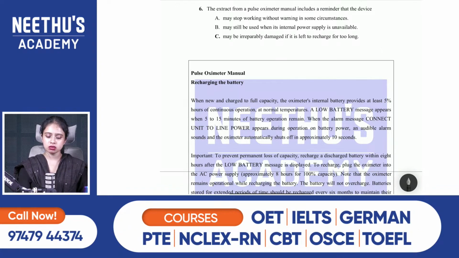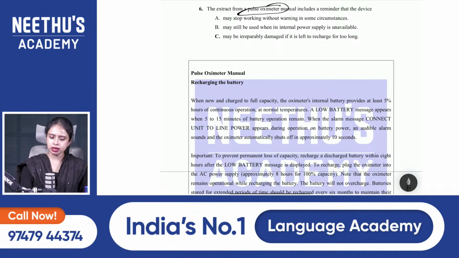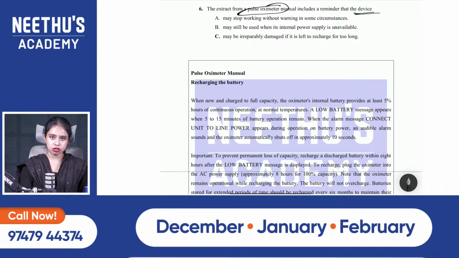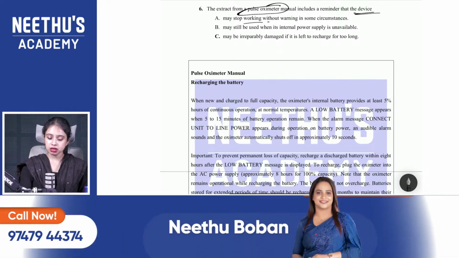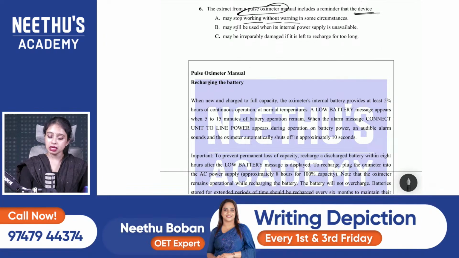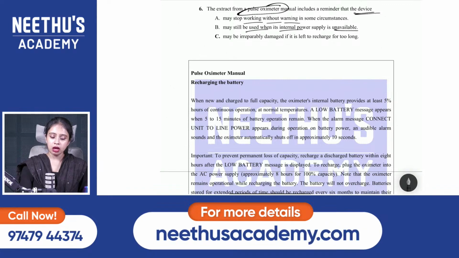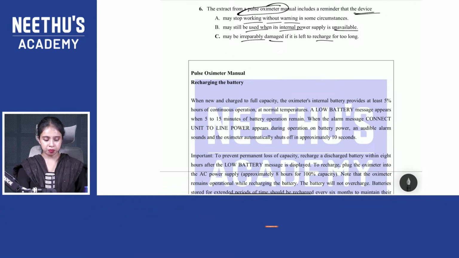So this is from a manual. Manual nu thannittillenkilum you can understand that because it is all about the device pulse oximeter. Option A, the device may stop working without warning in some circumstances. Option B, may still be used when its internal power supply is unavailable. And option C, may be irreparably damaged if it is left to recharge for too long. So these are my keywords from the options.